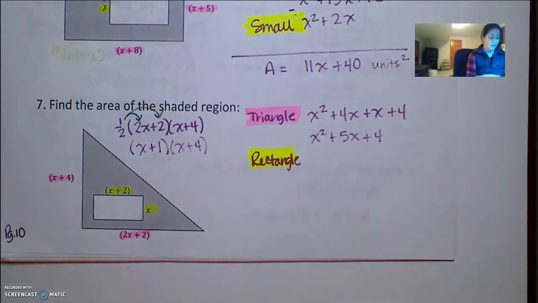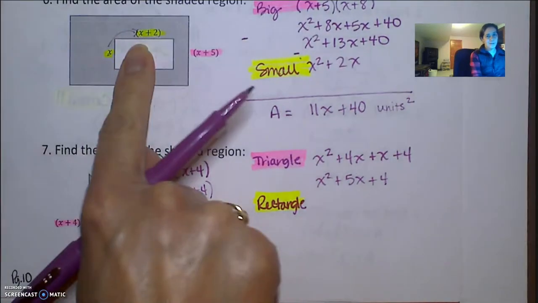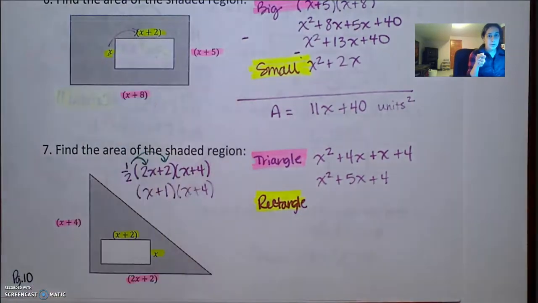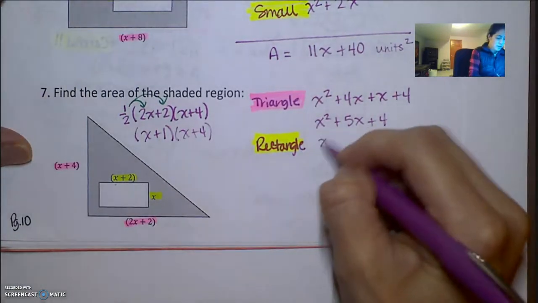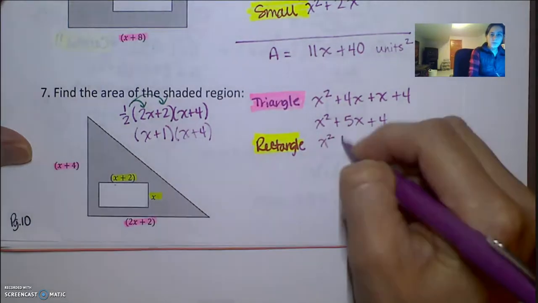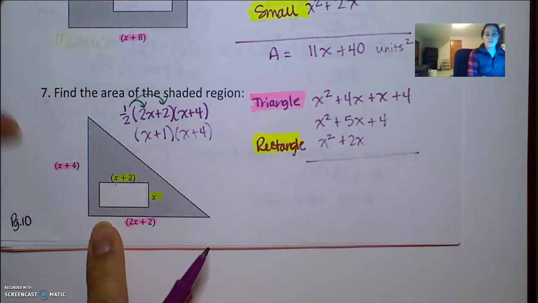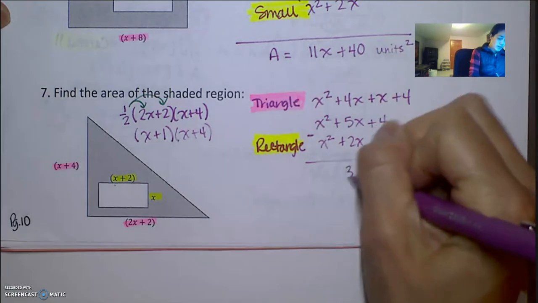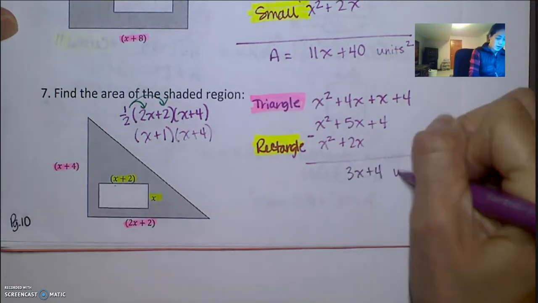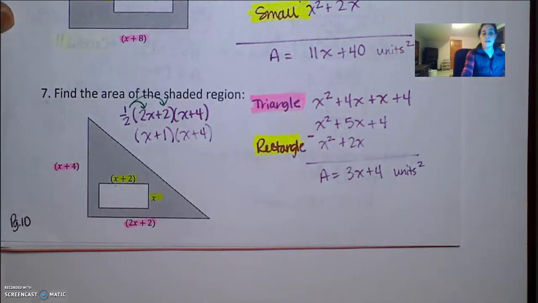And now we're going to find the area of the rectangle, which happens to be the same area as the rectangle that was up here. So work smarter, not harder. Let's just use the answer from last time. But you would just go ahead and distribute: x times x is x squared, and x times 2 is 2x. To find the area of the shaded region, you're just going to subtract the triangle minus the rectangle, and we get 3x plus 4 units squared for the remaining area of the triangle.